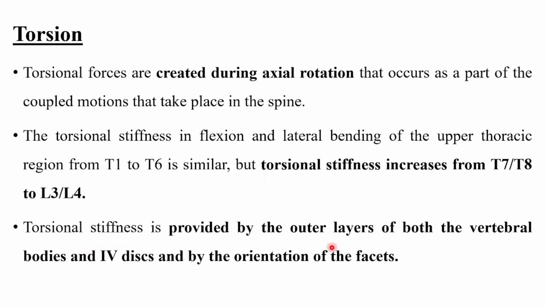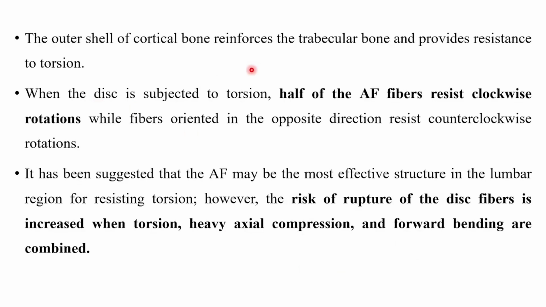Torsional stiffness is provided by the outer layers of both the vertebral bodies and the intervertebral disc, and by the orientation of the facets. The outer shell of the cortical bone reinforces the trabecular bone and provides resistance to torsion. When the disc is subjected to torsion, half of the annulus fibrosus resists clockwise rotations, while fibers oriented in the opposite direction resist counterclockwise rotations.